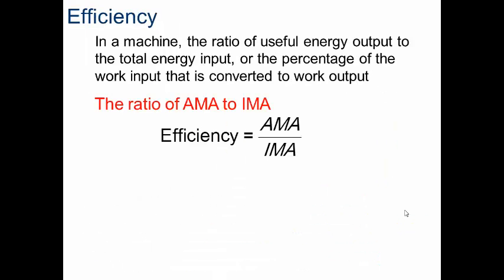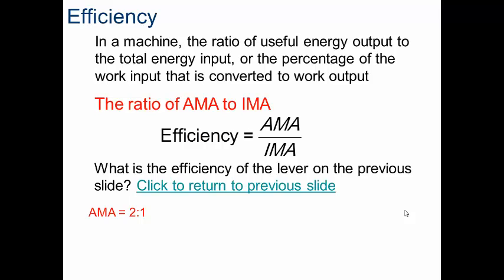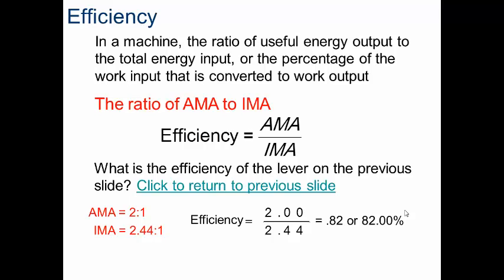What we can do then is do an efficiency calculation. So it's the ratio of useful energy output to the total energy input, or in other words, the percentage of the work input that's converted to the output. It's simply the actual mechanical advantage over the ideal mechanical advantage. Using the information on the previous slide, our actual mechanical advantage was 2, our ideal mechanical advantage was 2.44, so I'm going to get an efficiency of 82%. That's actually not too bad. No machine is going to be 100% efficient, again, because of things like friction or air resistance or anything else that could cause our machine to not work perfectly.